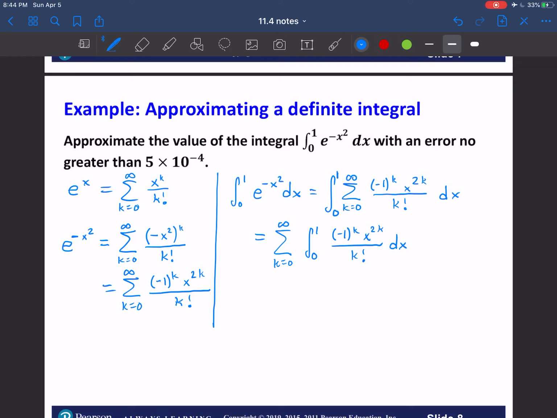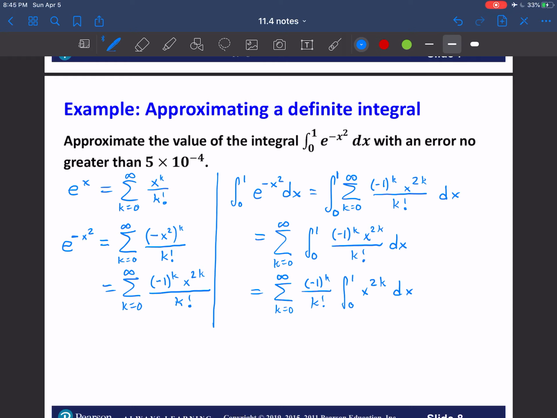All right, the next thing to notice is that the terms here, negative 1 to the k over k factorial, those are both constants with respect to x. There are no x's in them, so we can bring them outside of the integral. And so that's going to look like the sum from k equals 0 to infinity of negative 1 to the k over k factorial of the integral from 0 to 1 of x to the 2k dx.